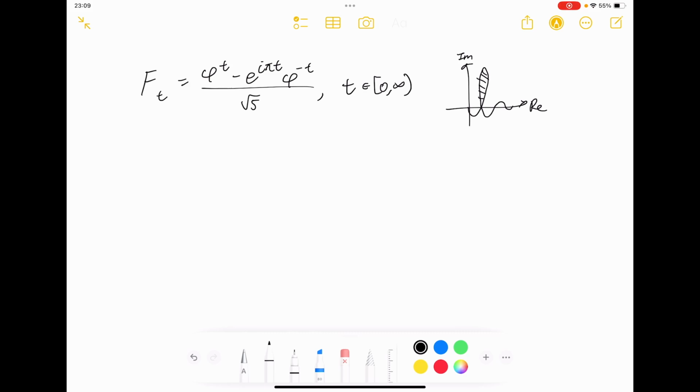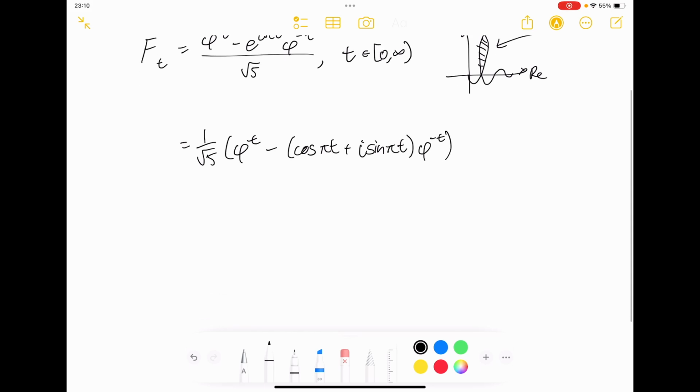So we want to find this area, and because this is in the complex plane, let's switch this to Cartesian. And I'm just going to use Euler's formula on this. So let's pull out the 1 over root 5 and rewrite e to the i pi as cosine of pi t plus i sine of pi t times phi to the power of minus t.